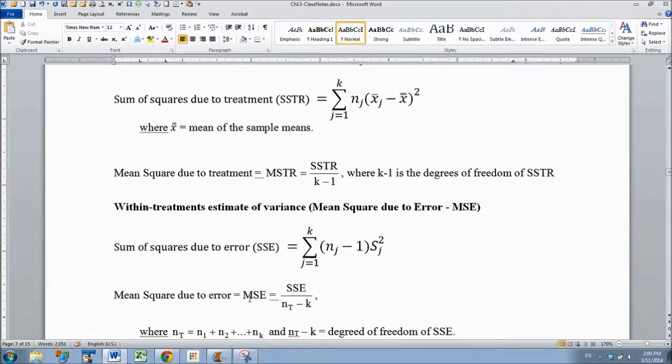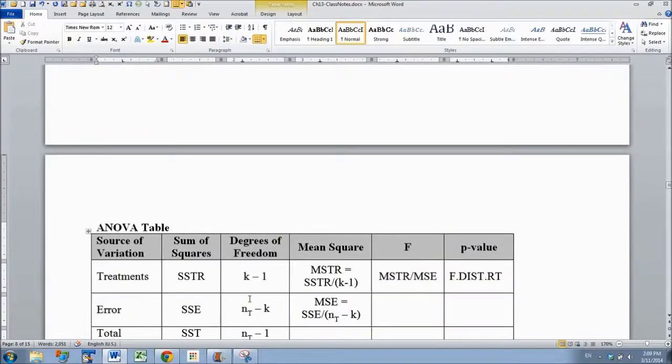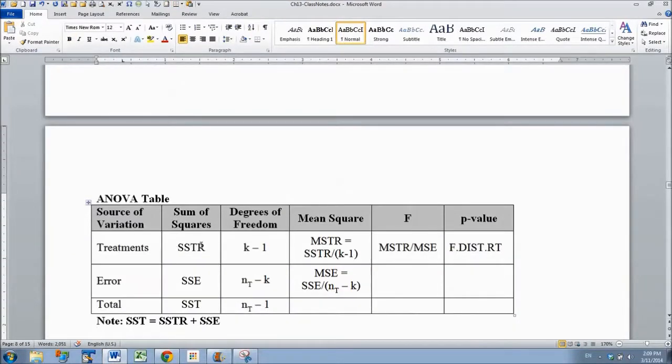Now we can put all of this information in a table, and we call this table the ANOVA table, where we have treatment, SSTR, degrees of freedom; divide SSTR by the degrees of freedom, we get MSTR. Then we have error, and SSE is the sum of squares of error. Here is the degrees of freedom. You divide SSE by the degrees of freedom, we get MSE. Notice that the sum of SSTR and SSE will give you SST, the sum of squares total.